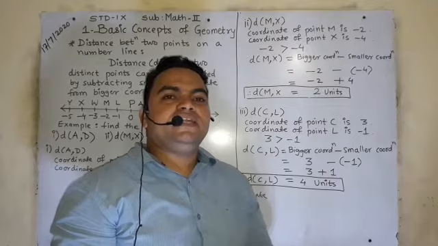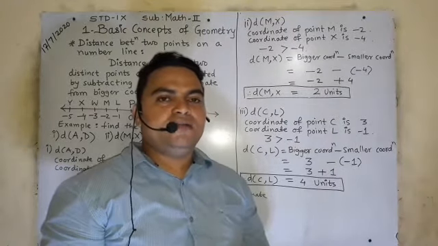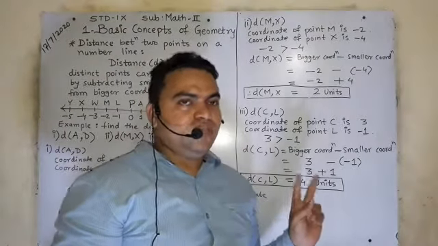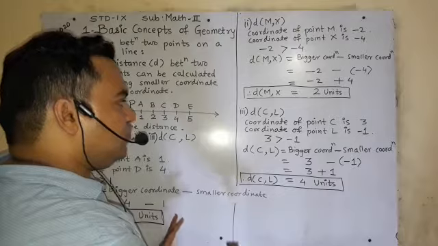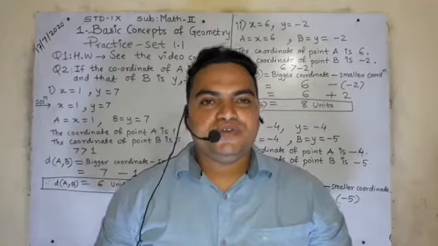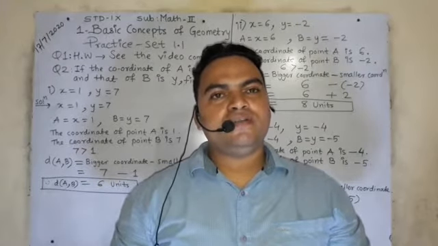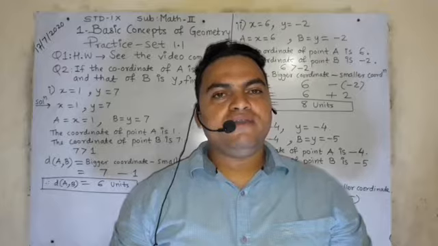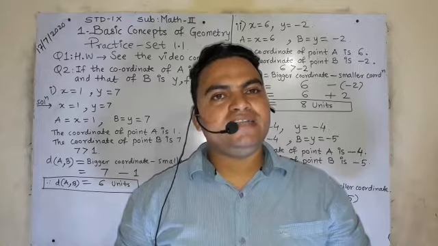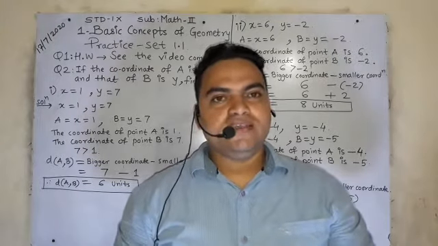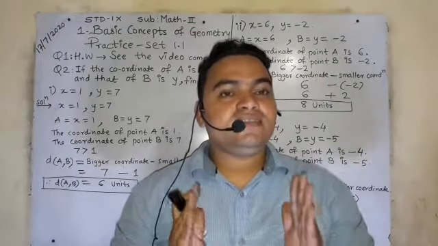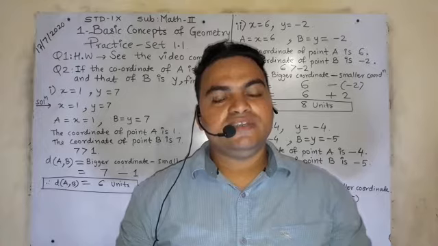Okay, like this only you have to solve practice set 1.1, question number 1 also, and question number 2 also like this. Okay, so question number 1 is exactly like this. You have to follow the same formula, same method. Okay, and so students, now I will show you how to solve question number 2. Question number 1 you have to solve by yourself, as I have shown you already how to find the distance between any two points, how to write their coordinates. Okay, so you have to follow my video. Please see, it is compulsory to see my video. Without watching video you cannot understand.